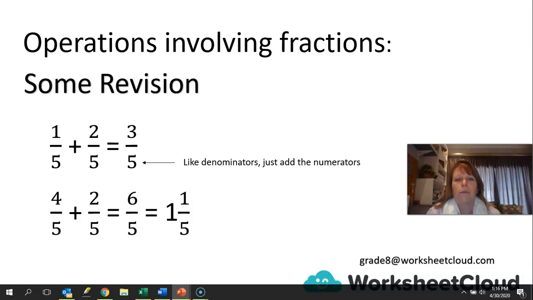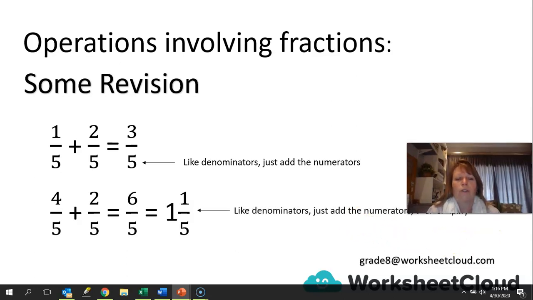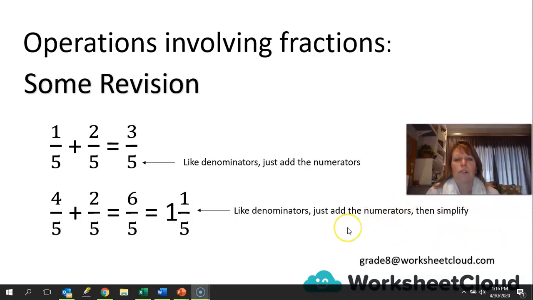Here we've got 4/5 plus 2/5, and we end up with 6/5, which, as you know, is an improper fraction. So we must remember to always simplify. So when you've got like denominators, you just again add the numerators as you did in the first one. But when you've got a top-heavy fraction or an improper fraction, we're going to simplify. And we'll get 1 and 1/5.